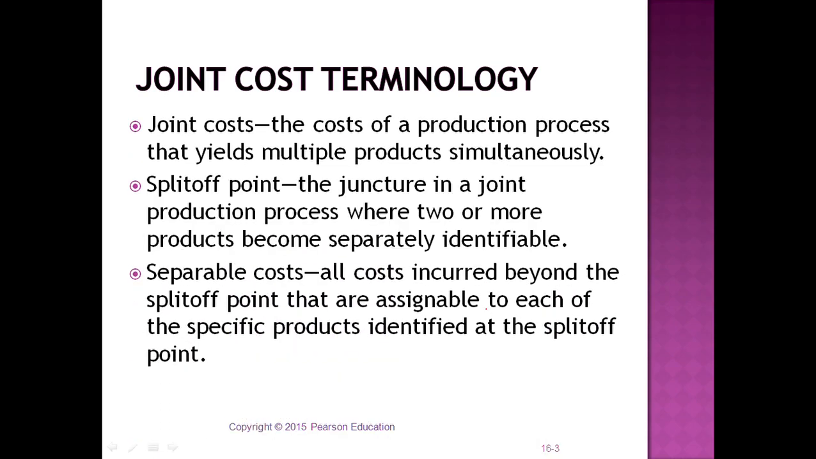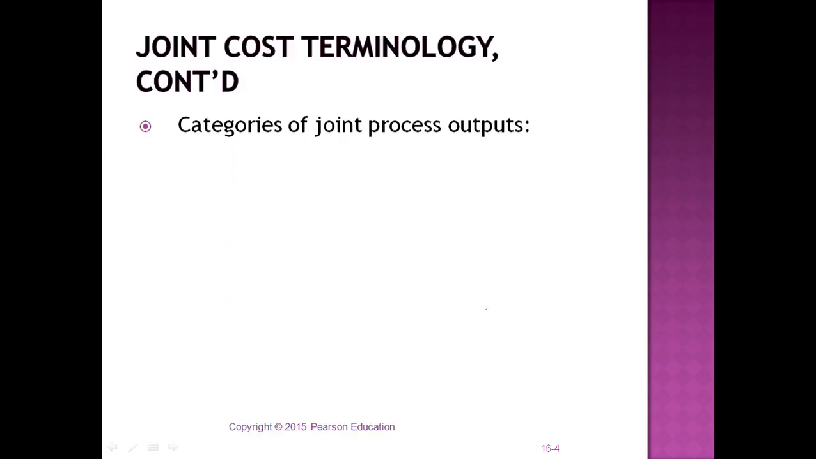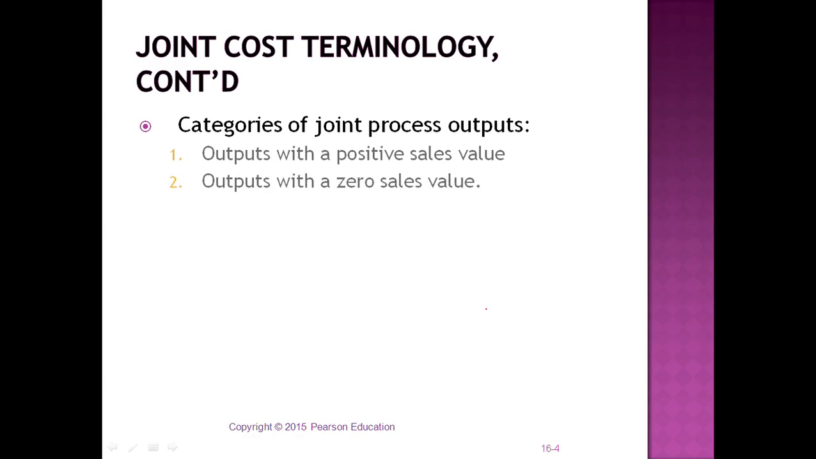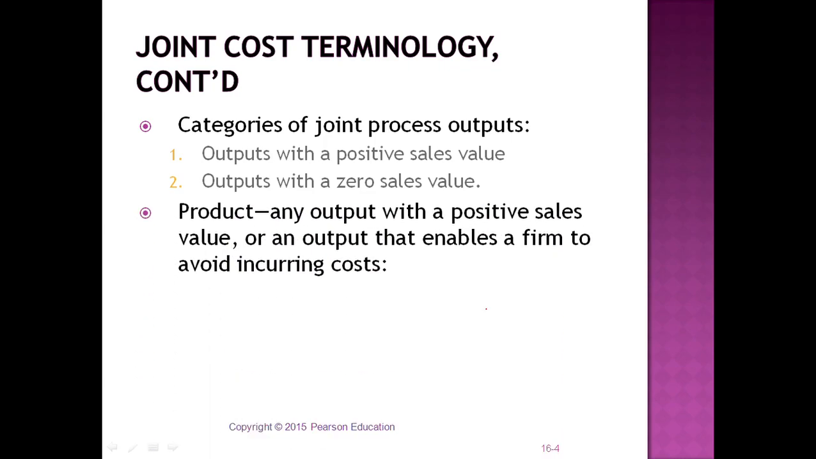So here we talked about separable cost, which is all the cost that you incurred beyond the split off point, and you can directly assign it to the specific products that you can identify after the split off point. Right, so we'll talk about the concern here. Normally, when we talk about joint outputs, you can have output with positive sales value, or you may have output with zero sales value. So that's not the matter, whether it's positive or zero, doesn't matter. Basically, if you have output with a positive sales value, you can call them products. In other words, you can call them joint products.